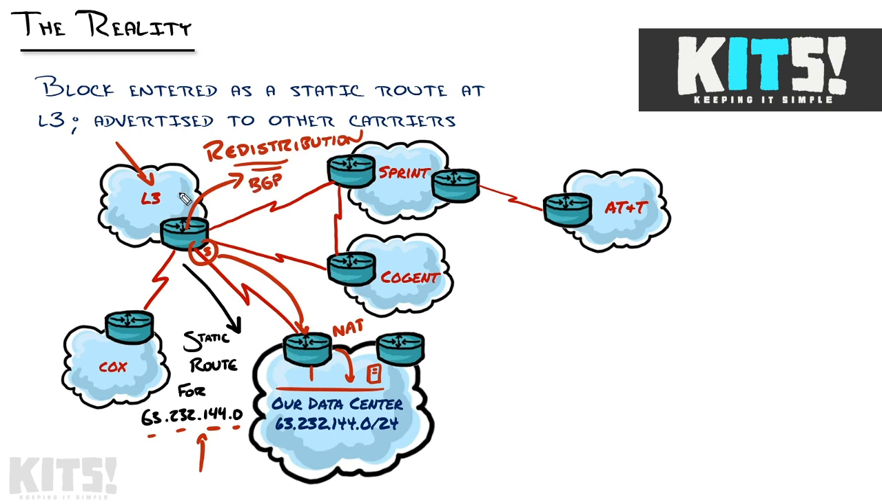Carriers always run BGP. That's how they communicate with other carriers. So they advertise that 63.232 route down to Cox, up to Sprint, over to Cogent, and Cogent advertises it to Sprint, and Sprint advertises it to AT&T, through the thousands and thousands of autonomous systems, which is all the different systems that connect to the internet. This route flows, all stemming from one source, Level 3.